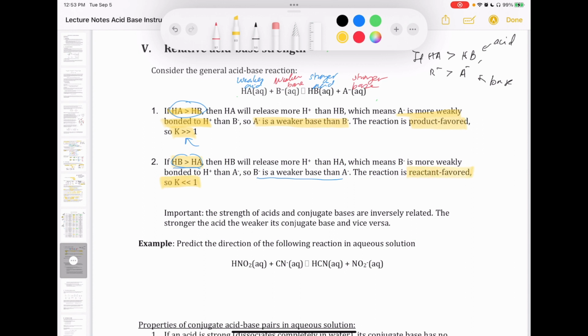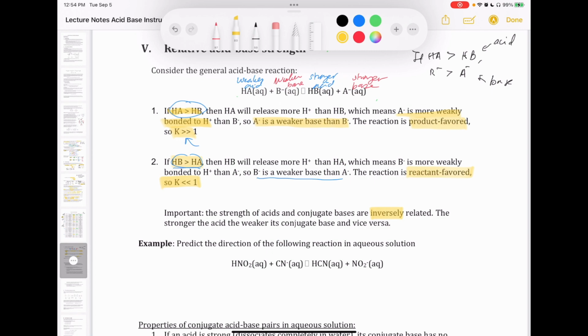What this is telling you is that the acid strength is inversely proportional to the conjugate base strength. The stronger an acid, the weaker its conjugate base. Okay, that should make sense to you because the stronger the acid, the more likely it is to give away its proton, which means its conjugate base is not very good at keeping that proton.